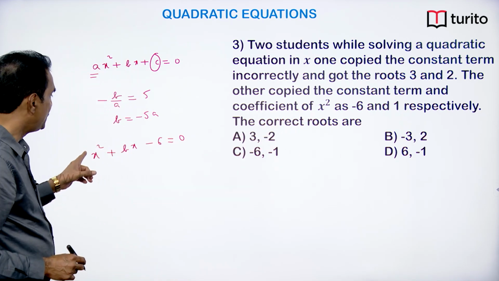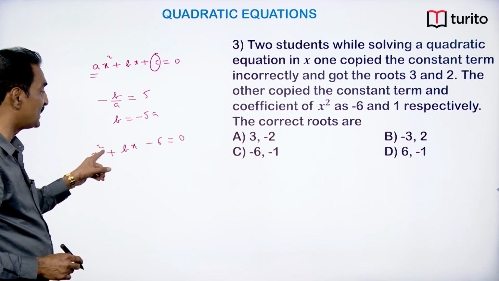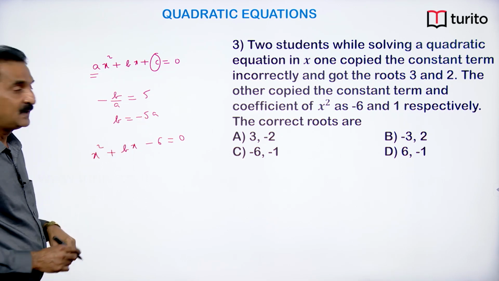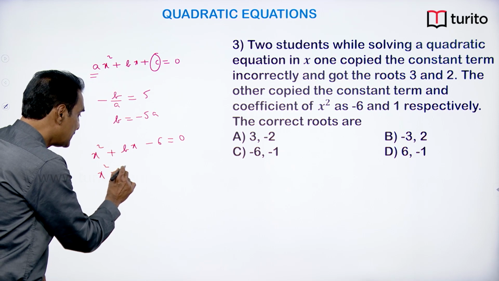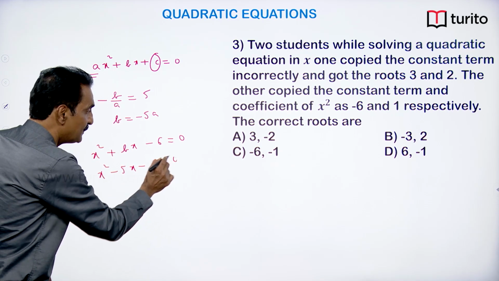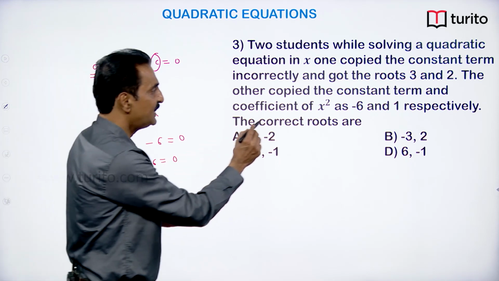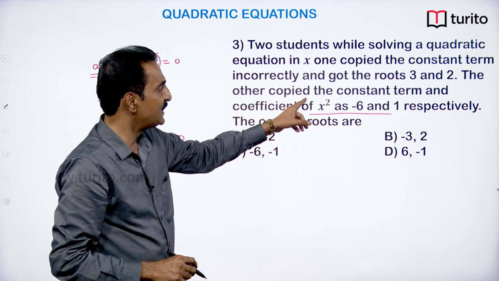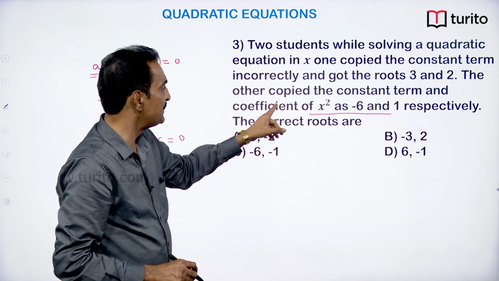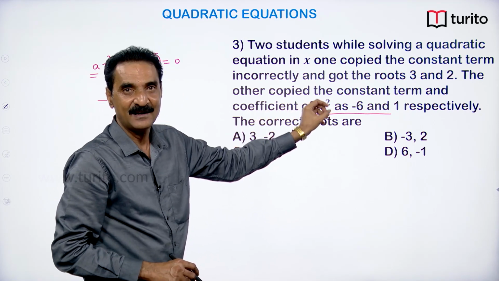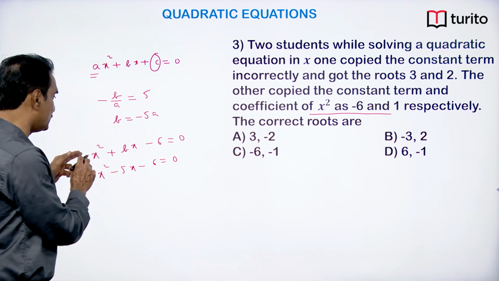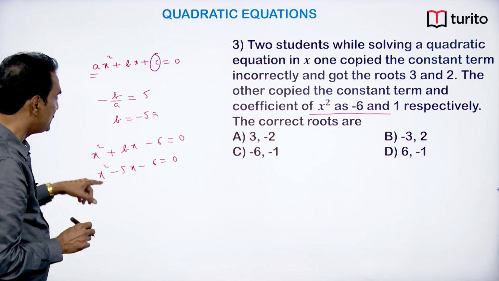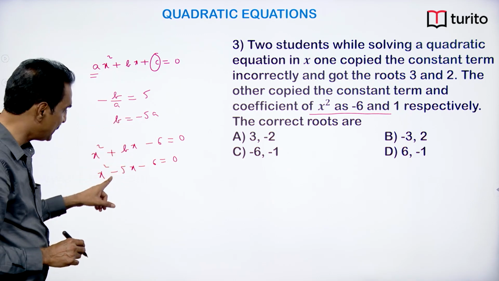Now here, when a is 1, what will be the value of b? b will be minus 5. Then you will get x square minus 5x minus 6 is equal to 0. Actually, the statement is not clear regarding the second student. The second student copied the constant term and coefficient of x square correctly as minus 6 and 1. So the correct value of a is 1, the correct value of the constant is minus 6. Then substituting b is equal to minus 5, you will get this equation.